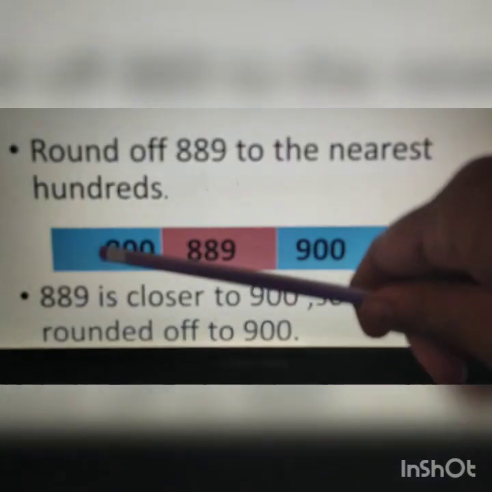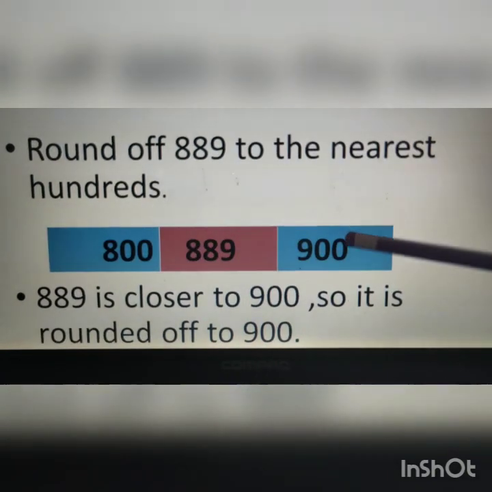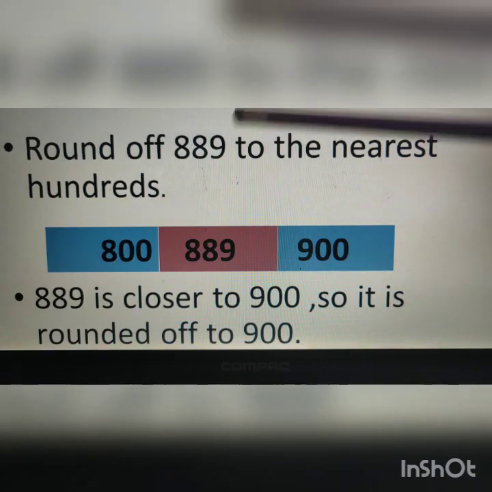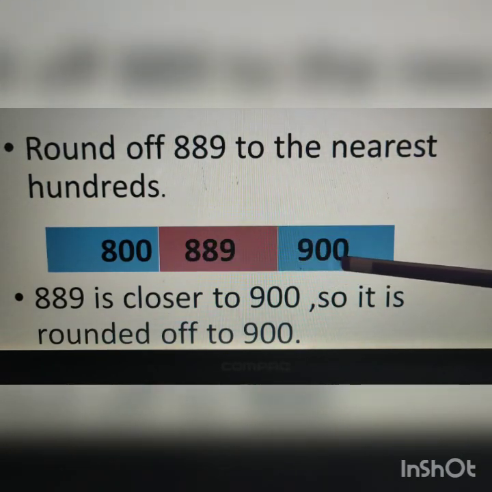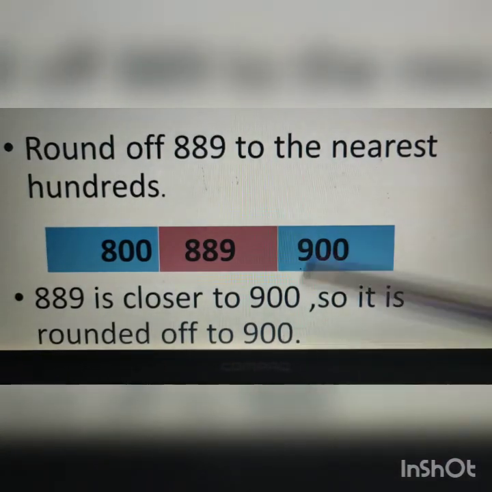889 is between 800 and 900. And we know 889 is closer to 900, so it is rounded off to 900. When it comes to estimating, the rules are different for rounding off to 10, 100 and 1000.